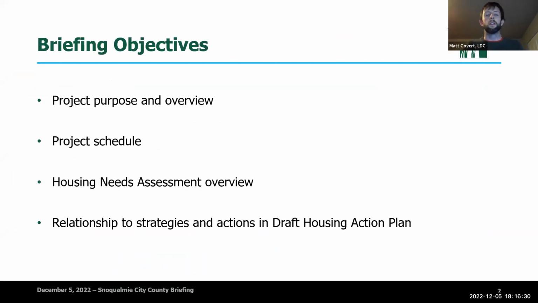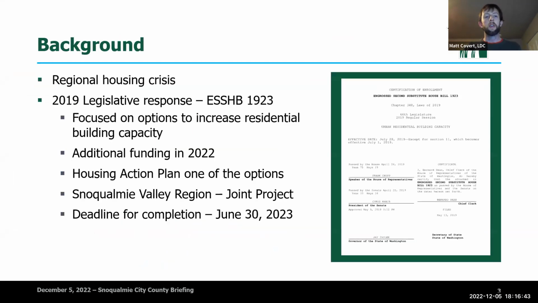So I'm going to give you a brief description of the project purpose, the project schedule, the housing needs assessment overview, and then how that relates to the actions and strategies that we are in the process of developing for the draft housing action plan. For background on this, I think many of you have probably heard briefings about this before, but the legislative response to the ongoing and ever mutating housing crisis in the state in 2019 approved a bunch of funding to local jurisdictions to focus on options to increase residential building capacity. Housing action plans were one of those options, and they actually approved additional funding in 2022, which is where this project comes in.